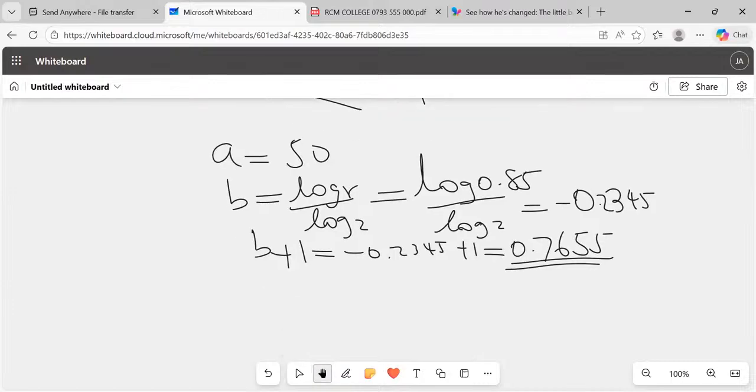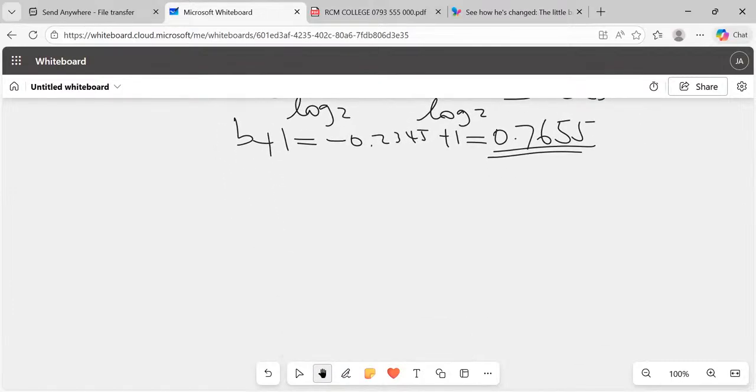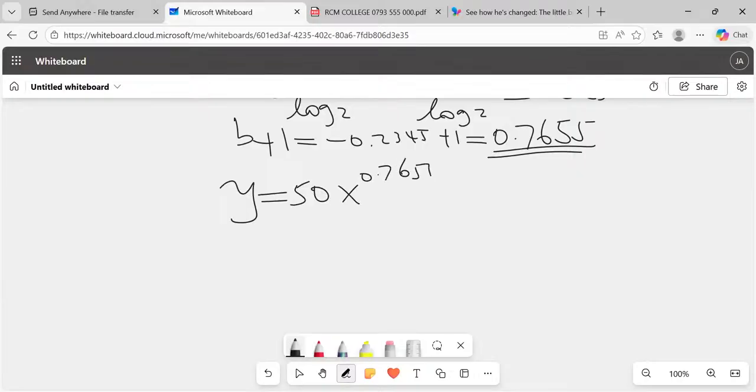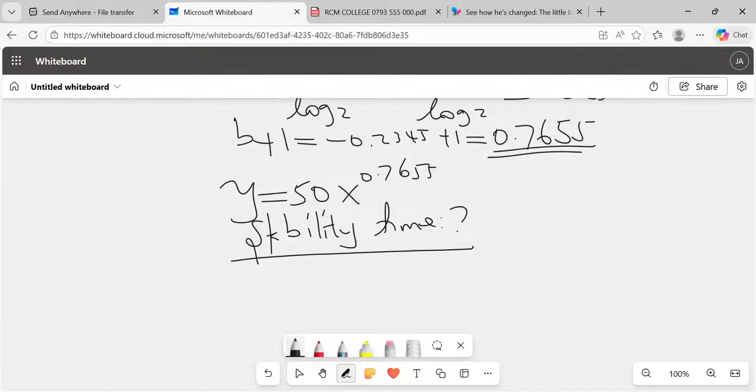So therefore, I have my equation now. y equals, A was 50, x raised to 0.7655. Whenever I hear a question has got time for stability, the very first thing that I need to do is to get this stability time, always. This is very important.